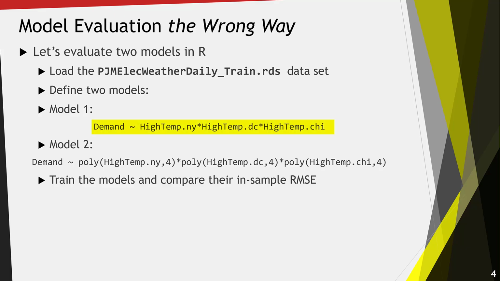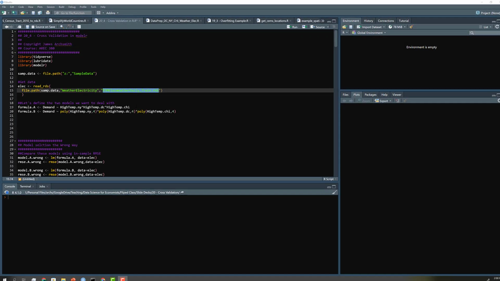In model 1, our label demand will be a function of the high temperature in New York, the high temperature in DC, and the high temperature in Chicago, and all of their interactions. In model 2, our label demand will be a function of those same variables, but instead of just their first order interactions, I'll also include interactions up to the 4th degree polynomial of each feature. We're going to train these models and compare their in-sample root mean square error. So let's get started in R.